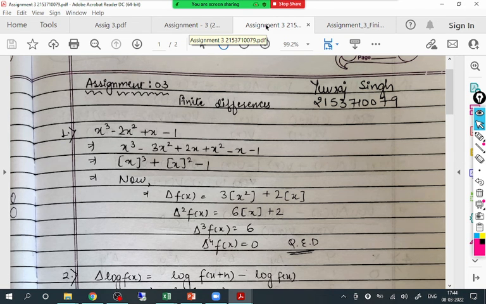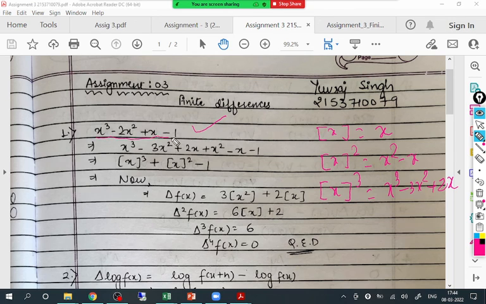The cubic polynomial is on the screen. This cubic polynomial we have to express in factorial notation. As we know, you should remember all these things. First factorial of x is x itself. Second factorial of x is x square minus x, actually x into x minus 1, but simplified you should remember. And third factorial of x is x cube minus 3x square plus 2x, which is x into x minus 1 into x minus 2.